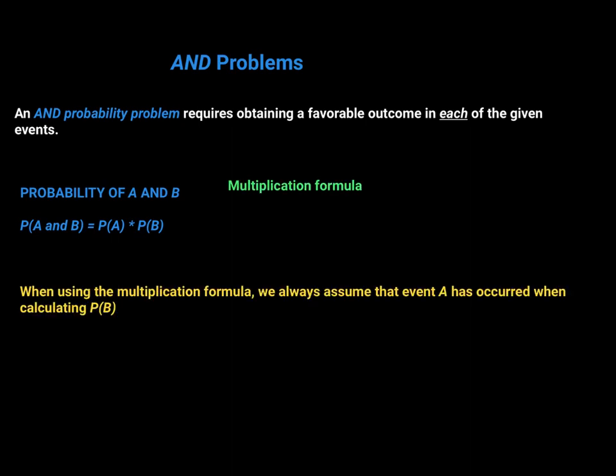Now, what's really important is when using the multiplication formula, we always assume that event A has occurred. So this right here has occurred when we're calculating P of B, the probability of event B. So unless we specify otherwise, the probability of A and B indicates that we are determining the probability that event A has occurred and then event B occurs in that order. All right, cool. Let's check out this next example.